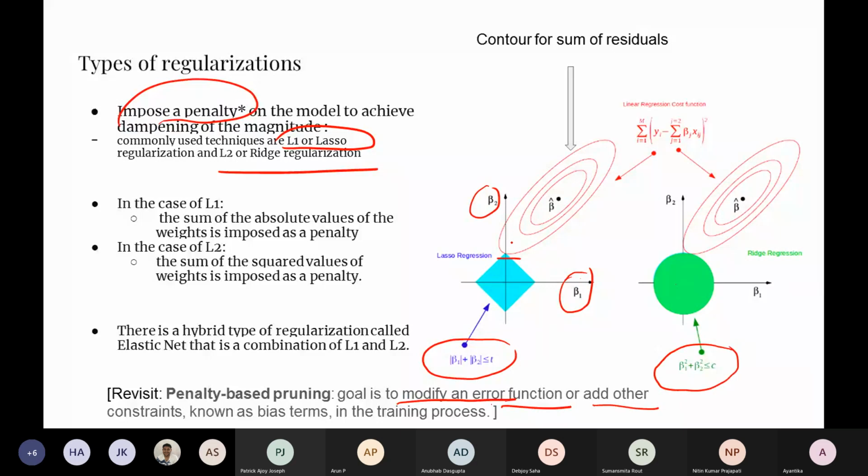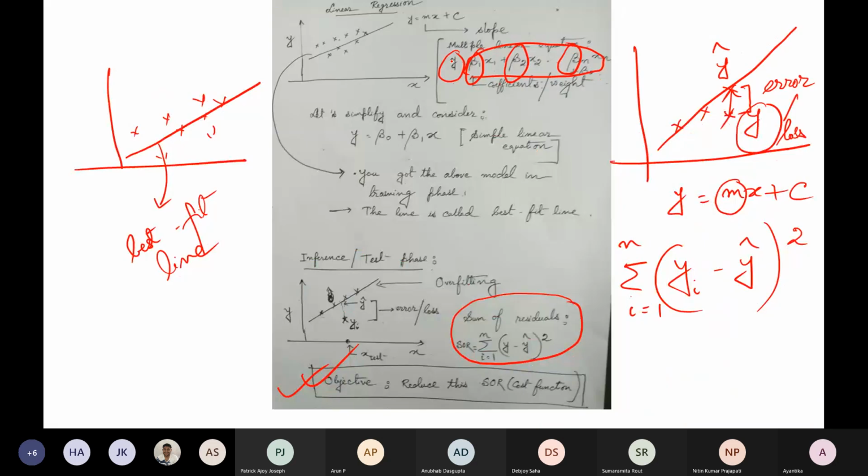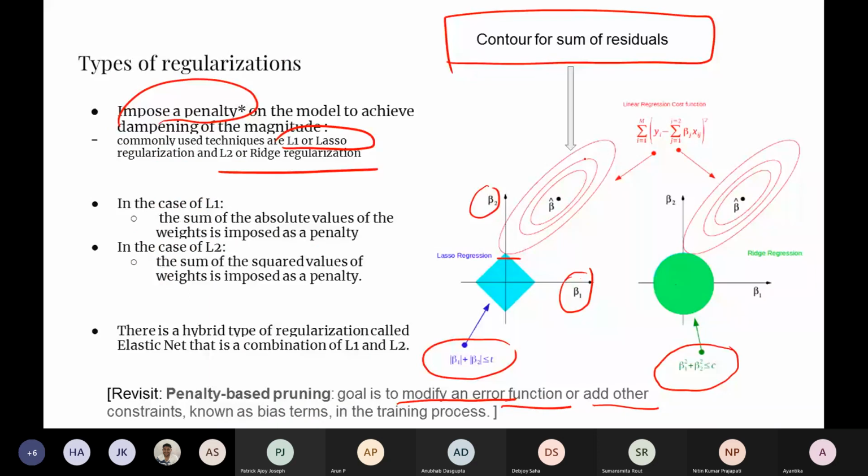Okay, now this is the contour for the sum of residuals. We talked about the sum of residuals. You are getting multiple sums of residuals, and for them you are plotting these weight-related relations. So you can see that at this point, these contours are meeting your lasso region, and at this point one value of your weight or coefficient is basically 0.